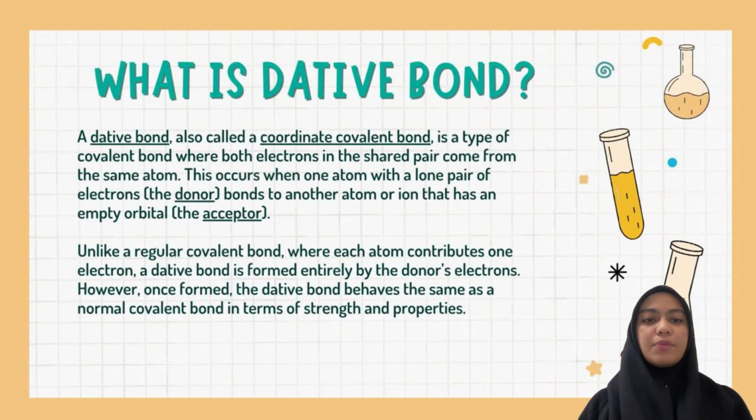So, what is a dative bond? A dative bond, also called a coordinate covalent bond, is a type of covalent bond where both electrons in a shared pair come from the same atom. This occurs when one atom with a lone pair of electrons, the donor, bonds to another atom or ion that has an empty orbital, which we call the acceptor. Unlike a regular covalent bond where each atom contributes one electron, a dative bond is formed entirely by the donor's electrons. However, once formed, the dative bond behaves the same as a normal covalent bond in terms of strength and properties.